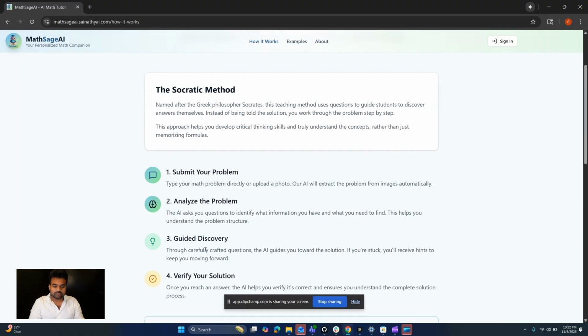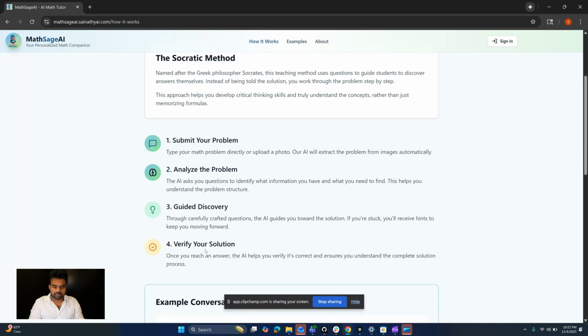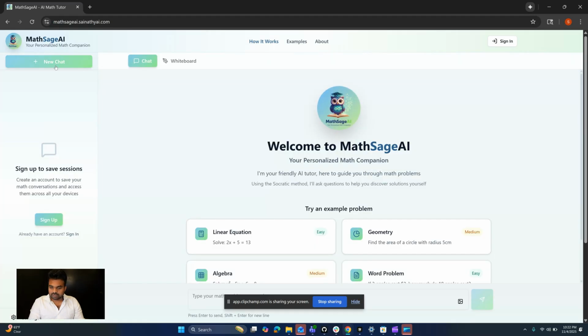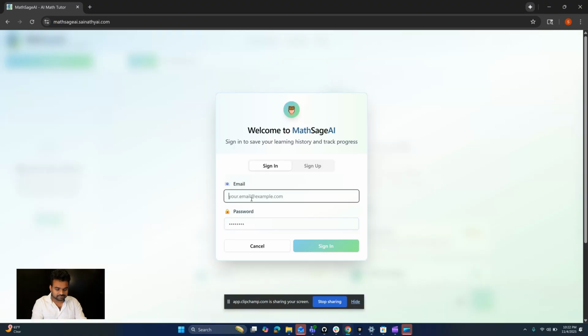So you submit a problem, analyze it, discover the methods and then get to a solution and verify it with AI. So let's get to navigating through the UI. You have here save sessions, for which you need to sign in. So you sign in. I already created an account. You need a working email that you can verify to be able to sign up. So I have used my Gmail here.